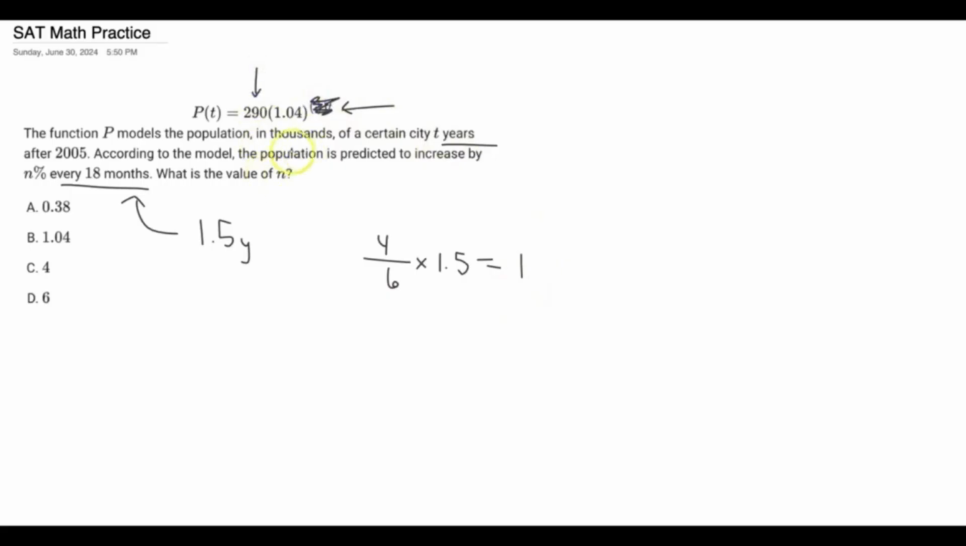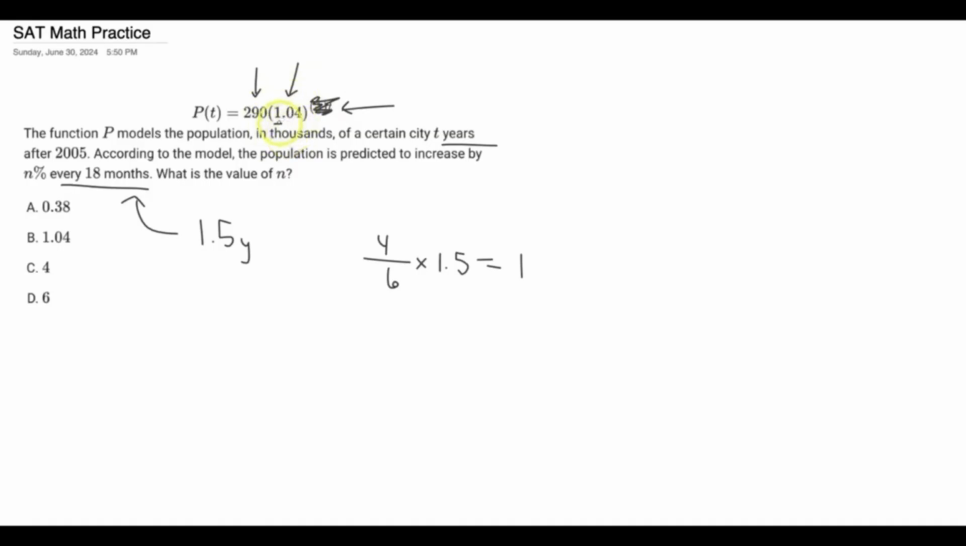290 is our constant, so we start off with 290,000 as our population. And then 1.04 is, I guess I'll call it, the growth factor that you apply. So this 1 right here represents obviously the initial amount.